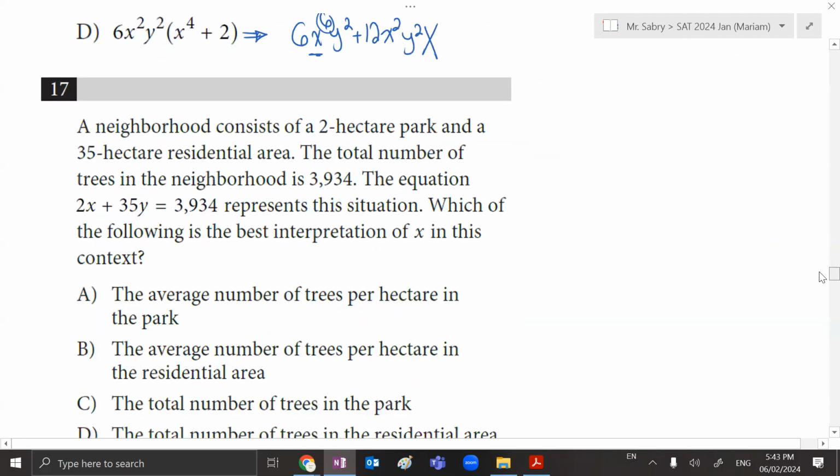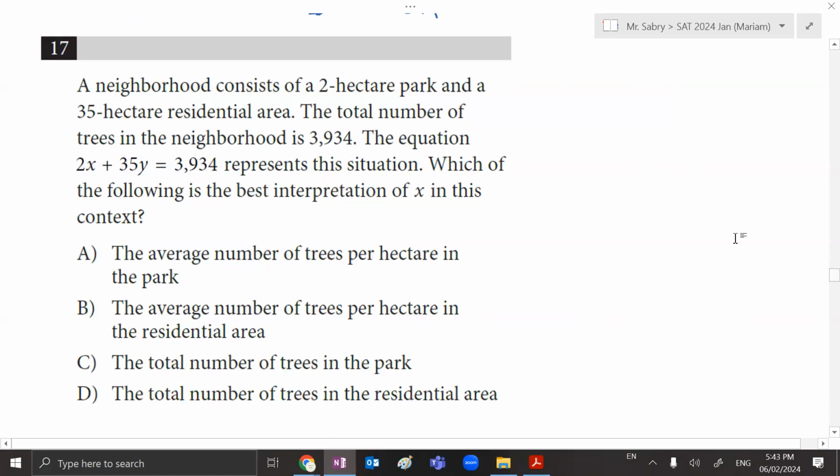A neighborhood consists of a 2-hectare park and a 35-hectare residential area. The total number of trees in the neighborhood is this. The equation represents this situation. Which of the following is the best interpretation of X in the context? What do you think the X means? Keeping in mind the information above. Read it and I think you can get it. With the ones we did before, I think you can understand.